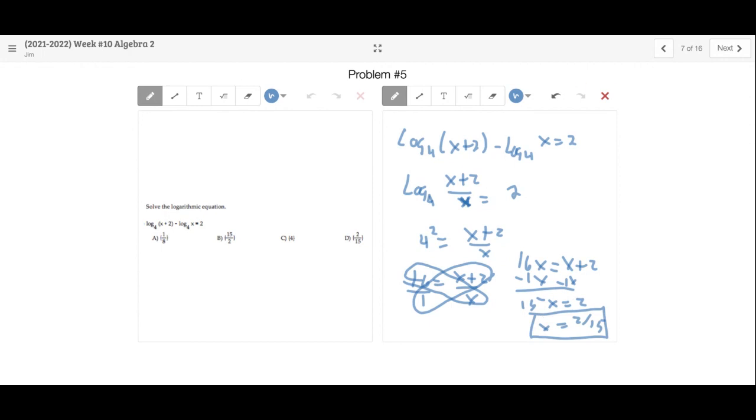Now, a lot of students, it's not the logs that they mess up with. They're good with the logs. It's solving. Once we got to this point right here, where it was 4 squared equals (x plus 2) over x, guess what? That is where most kids have their problems. That's where kids are going to struggle. They're going to struggle with trying to solve the equation. But you do enough of them, it's not that bad.